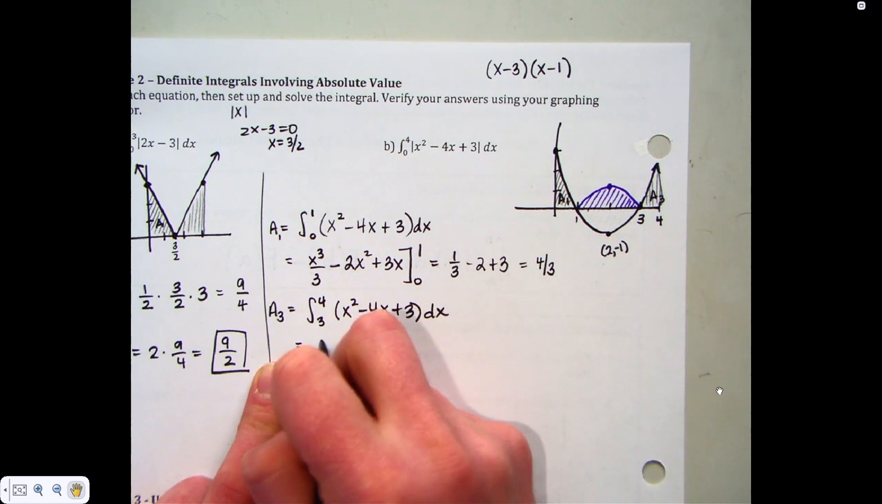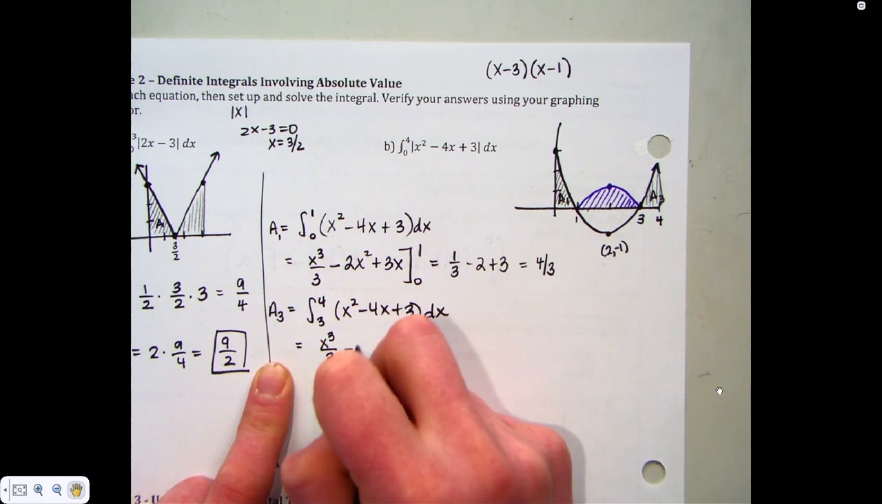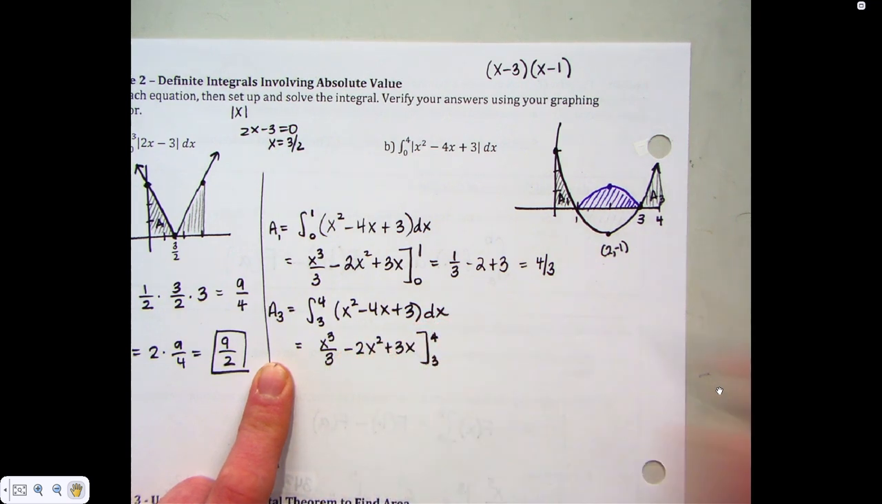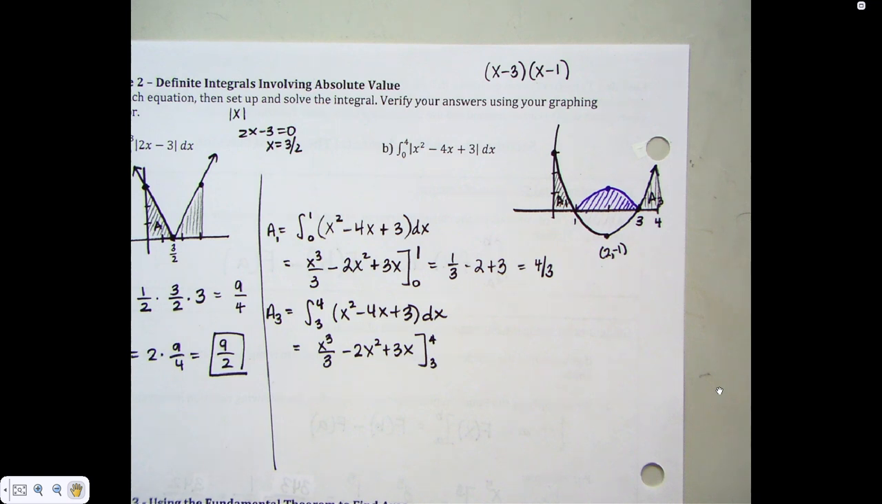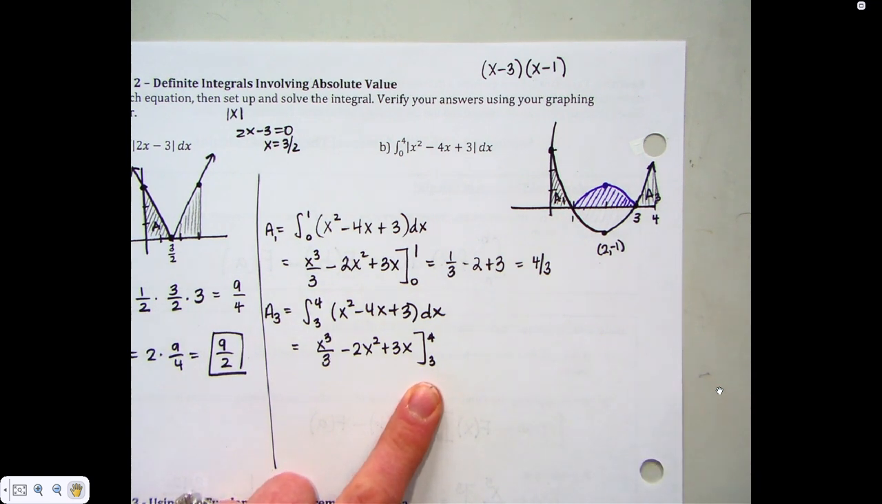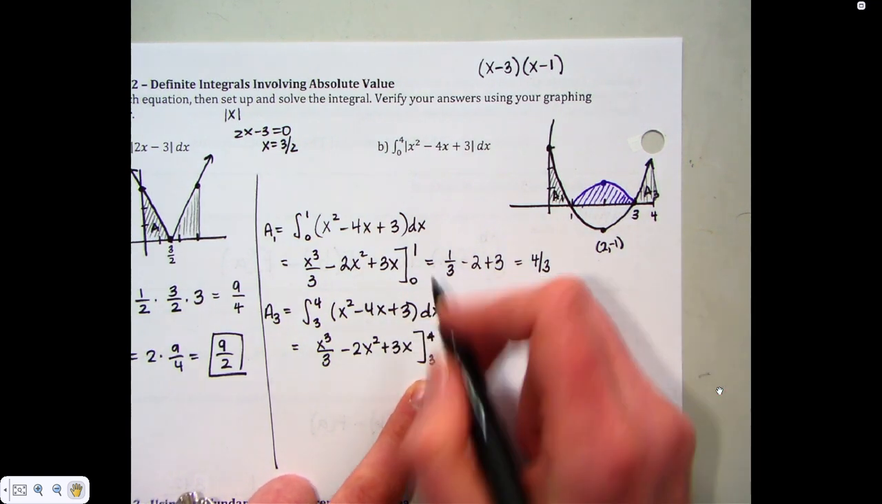So you would still have x cubed over 3 minus 2x squared plus 3x, this time evaluating at 3 or 4. Maybe you instead talked about the symmetry of this particular function and just wrote equals 4/3. That would be fine too. Or you can plug in your 4s and you can get your answer, right?